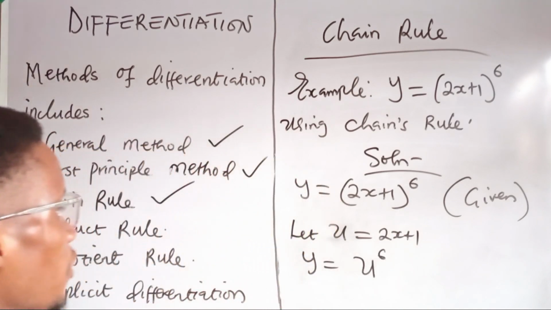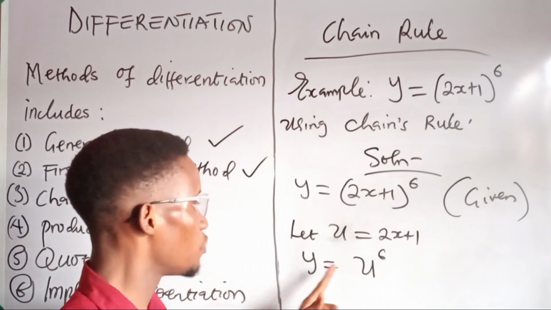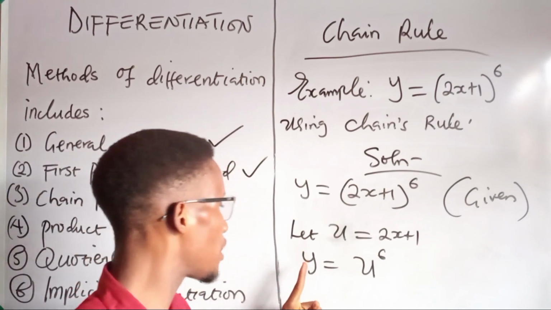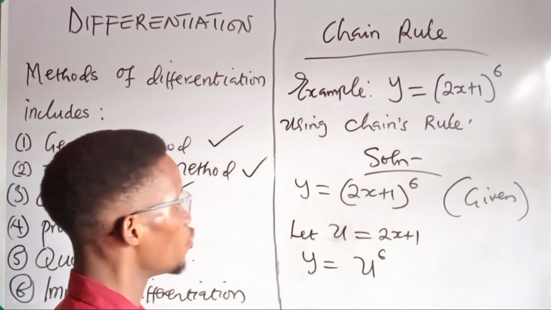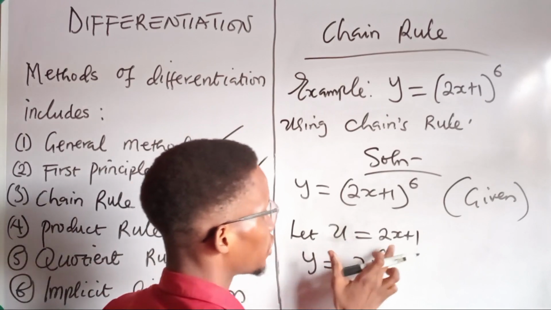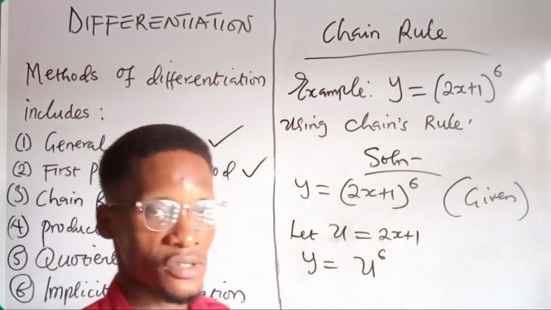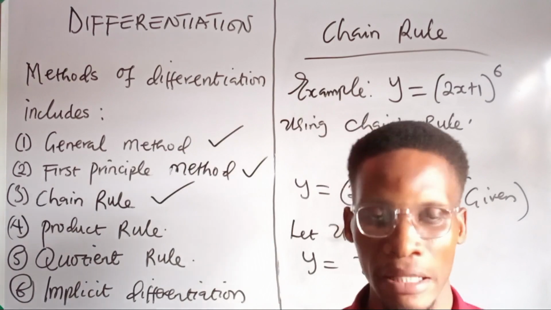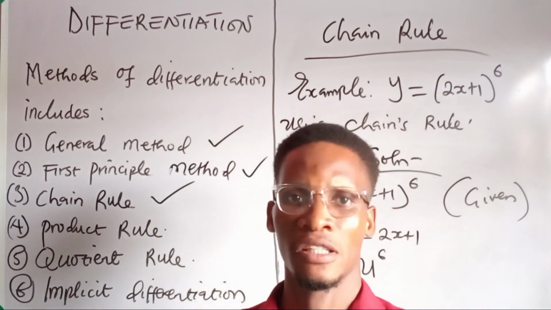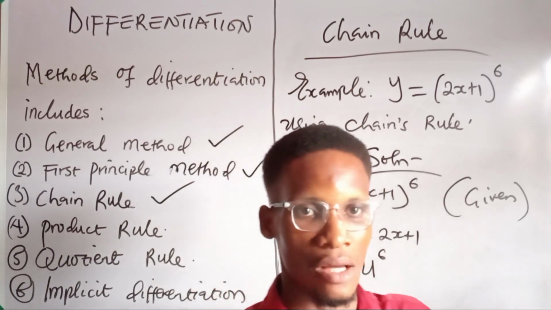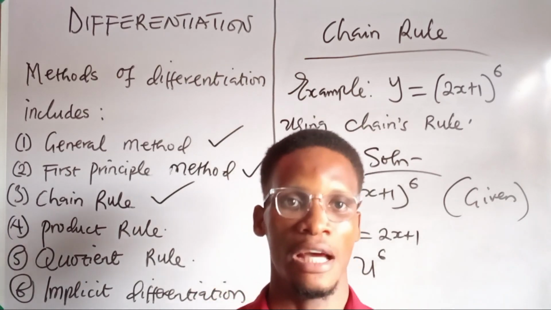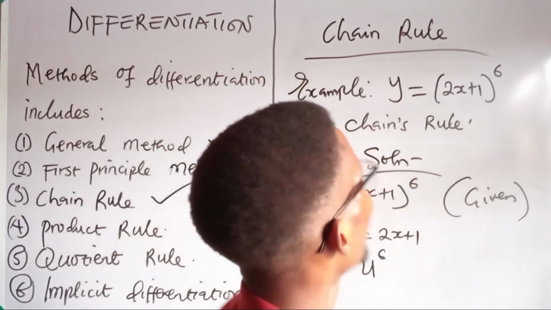So now you can find dy du. You find the differentiation of y with respect to u, and also you need to find the differentiation of u with respect to x. That's just it. After you've gotten their differentiations, you now multiply them together to get the answer, which is dy over dx that you're expected to get.